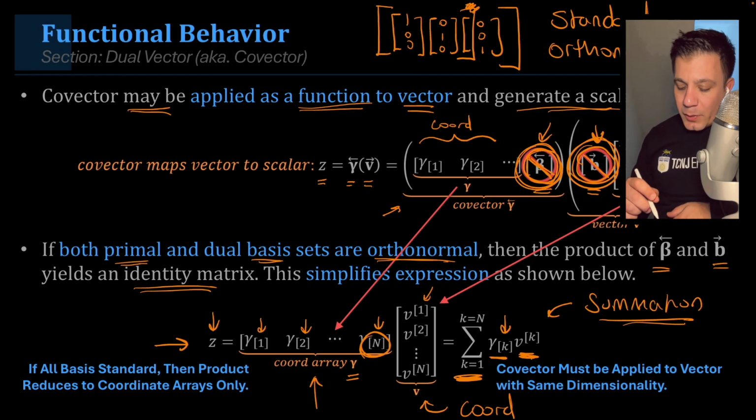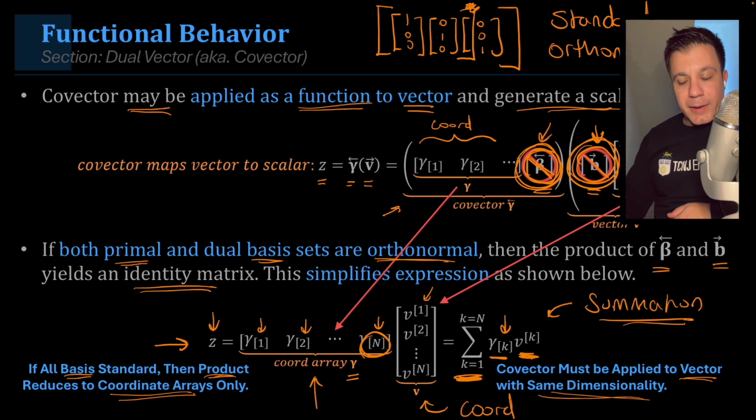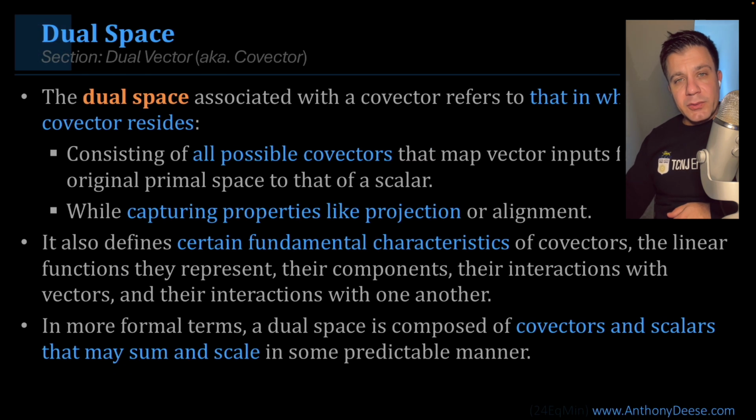All right, and so what we can see is if all the bases are standard, then the product reduces to the coordinate arrays only. The covector must apply to a vector with the same dimensionality. And this is the same rule that we see for the product of a row-oriented and a column-oriented array. So the only difference really between multiplying a row-oriented and a column-oriented array in traditional linear algebra and doing that with tensors is the presence of those basis sets.